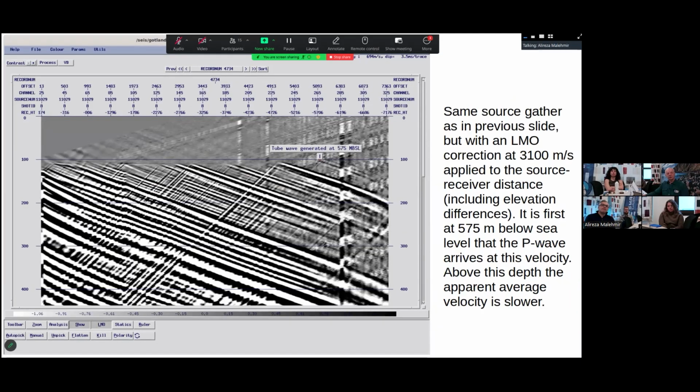This just shows the same seismogram linear moved out at 3,100 meters per second. So we see that this very much agrees with the estimate that we have.